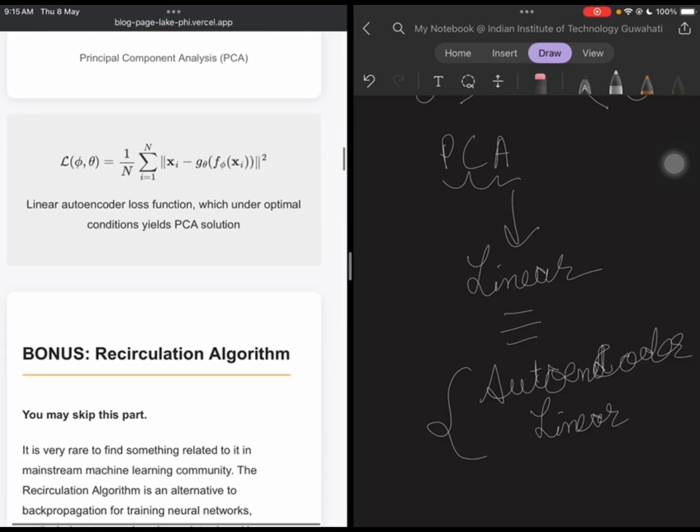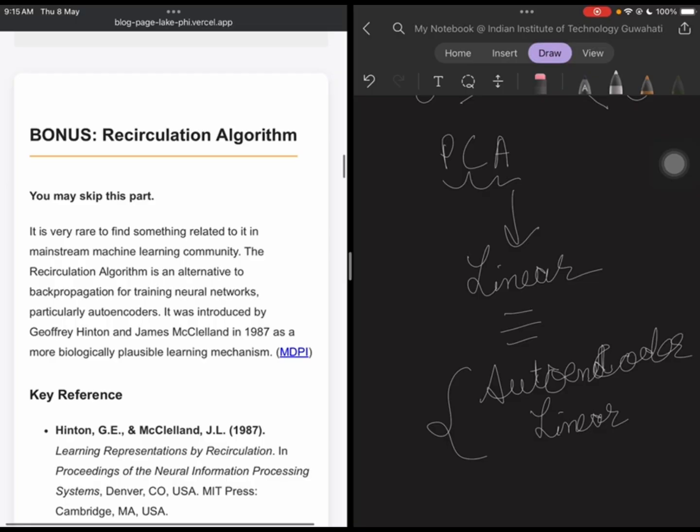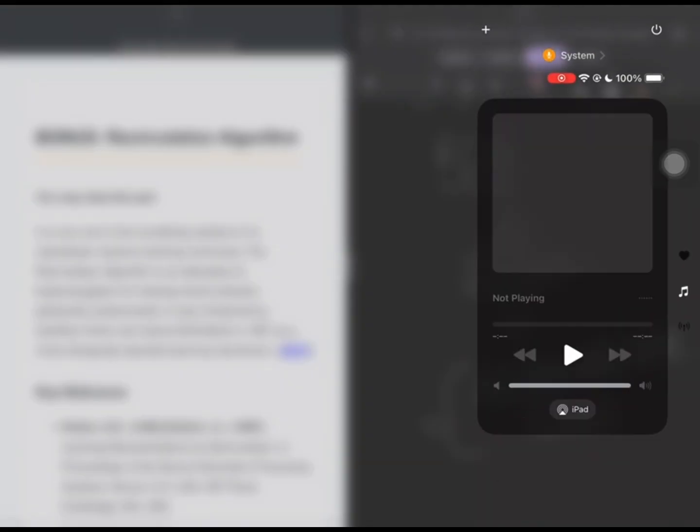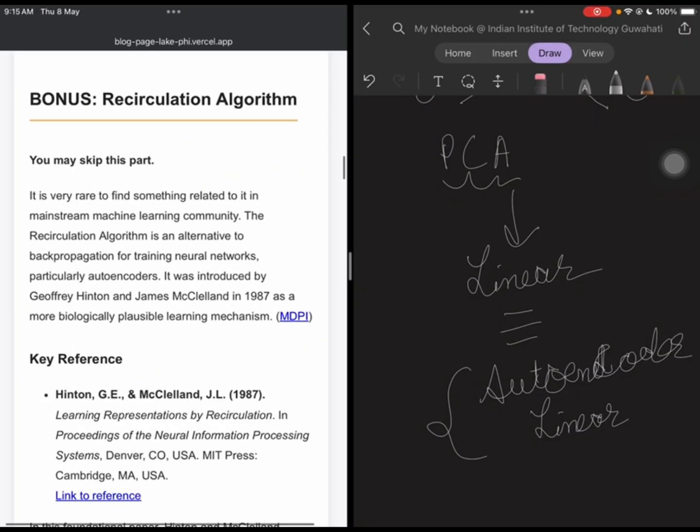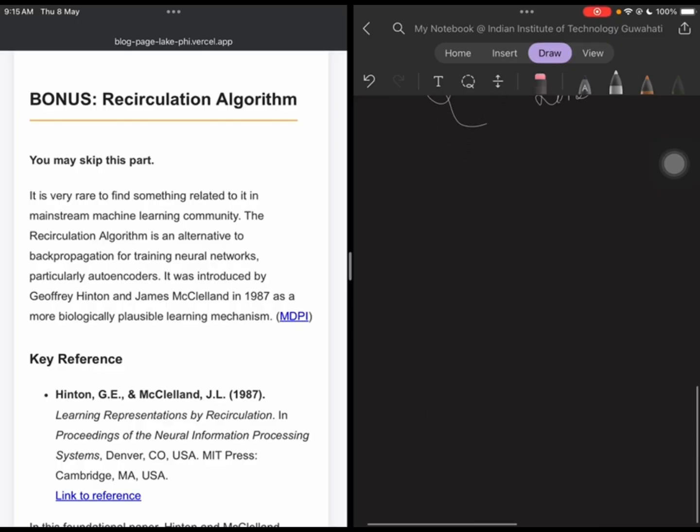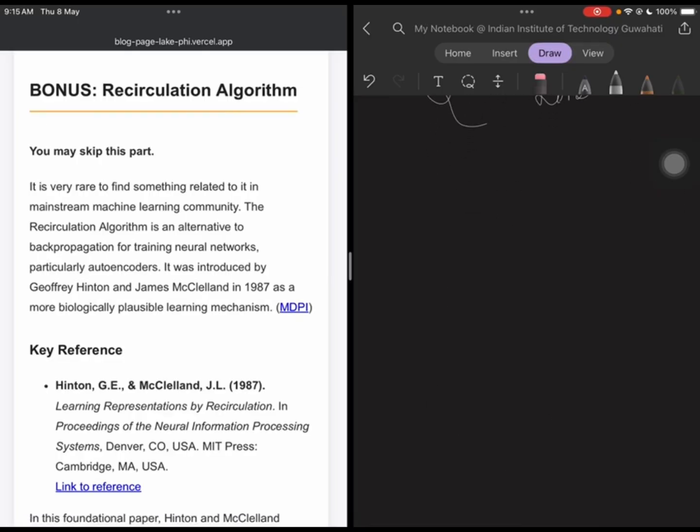So linear autoencoder, the loss is also similar, just we drop the activation function in the hidden units and all the intermediate units. Now, a bonus thing which I would like to discuss is the recirculation algorithm. Actually, you may skip this part, it is not relevant to multimodal data processing, but is backprop the only way to train a neural network?